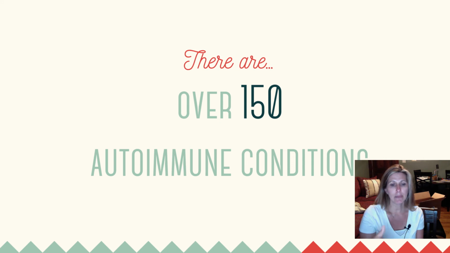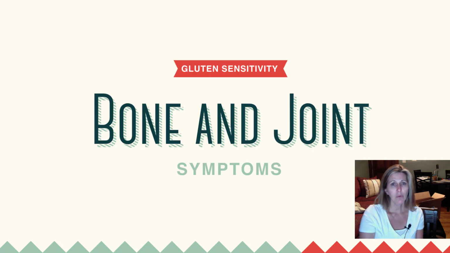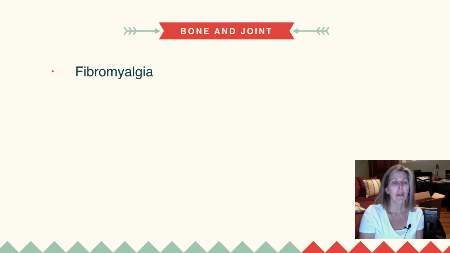And when these people with these autoimmune disorders get gluten out of their diet, they see great improvement in terms of not having as many episodes related to their autoimmune condition, and in some cases with the autoimmune condition going away entirely. We can see bone and joint symptoms, fibromyalgia, very, very commonly related to gluten.